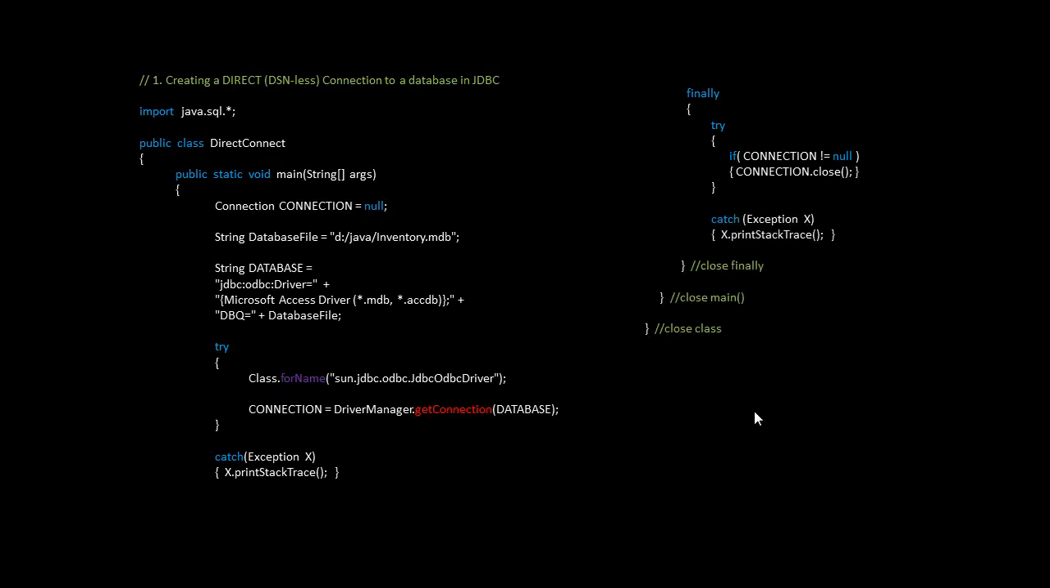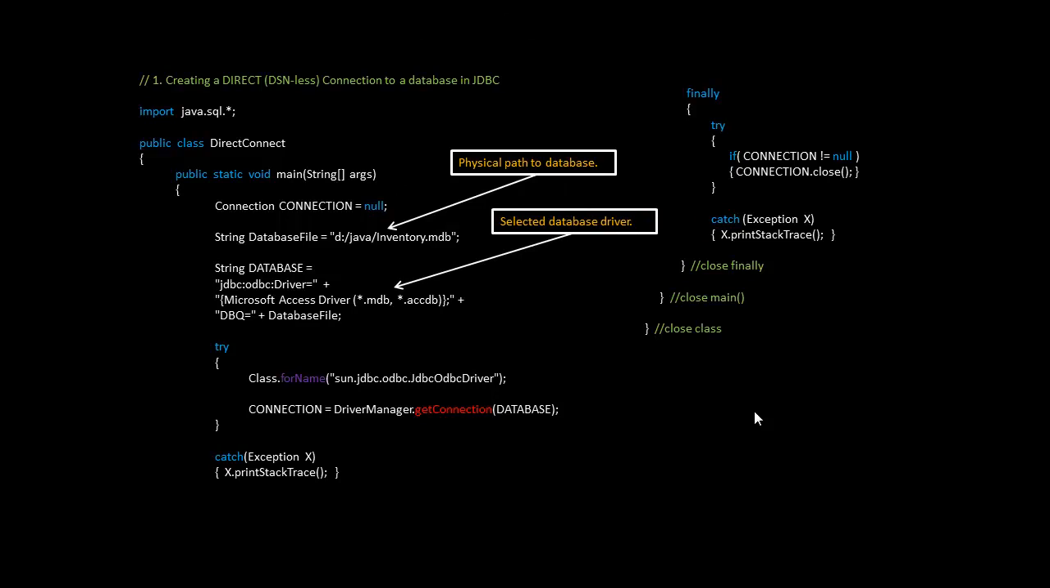Now, in our class, the first thing we have to do is instantiate a connection object. So we're going to do that, and we're going to initialize it to be null. We need this connection object, in this case from the java.sql package, to be able to build and set a connection to our database. Then, we need the physical path to the database. In this case, I'm using the absolute path, the drive letter, the directory structure, or the path, and the file name, inventory.mdb.